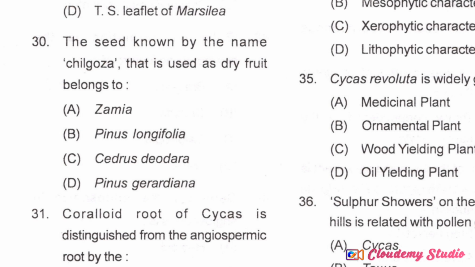Coming to question number 30. The seed known by the name of chilgoza that is used as a dry fruit belongs to Pinus gerardiana.